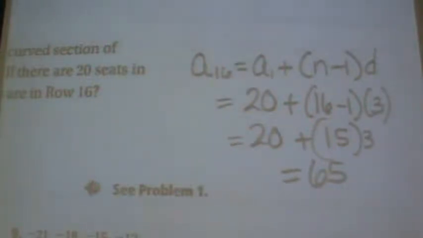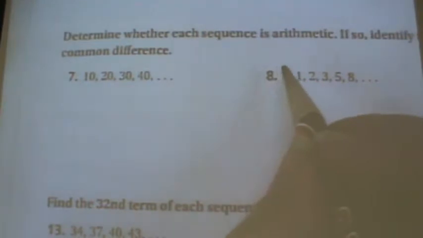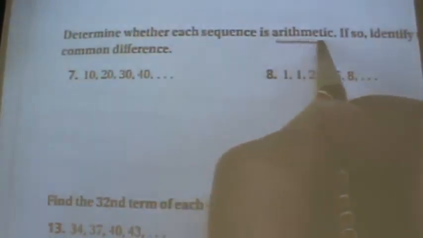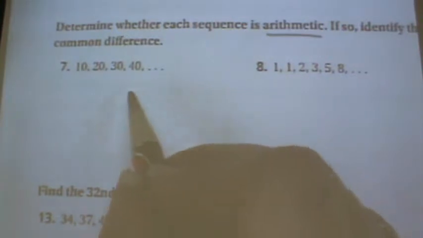Okay, here's your homework for today. For the first 3 problems, all I need you to do is determine whether the sequence is arithmetic. What does that mean? It means, can you add or subtract the same number to get the next one? We're not looking at multiplying and dividing. We're looking strictly at adding and subtracting.